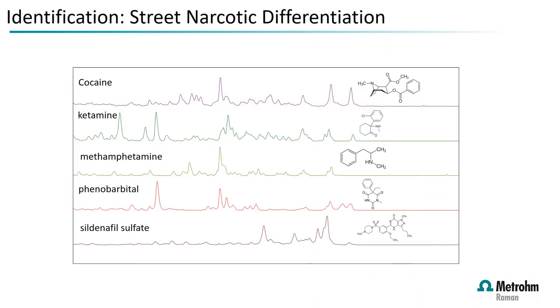Similarly, on the defense and security side of things, portable Raman systems are used extensively for street narcotics differentiation. So here you see a collection of white powders, again with extremely clear differentiation between which one is which, and the identification of the system is very straightforward.